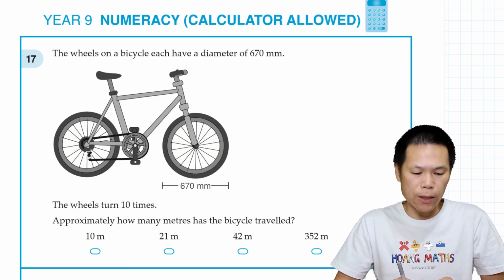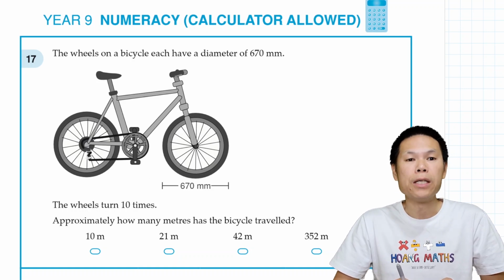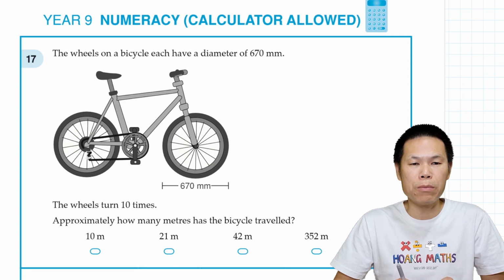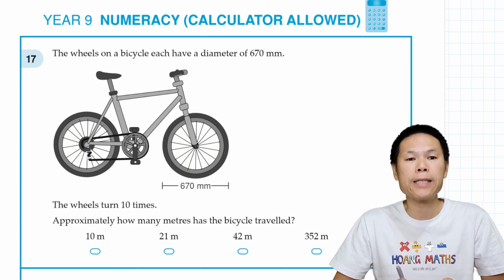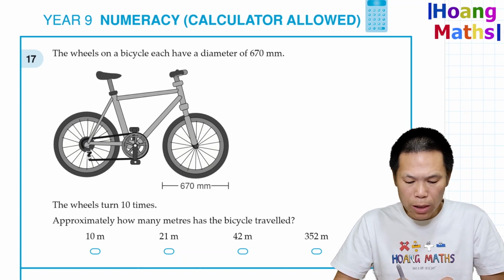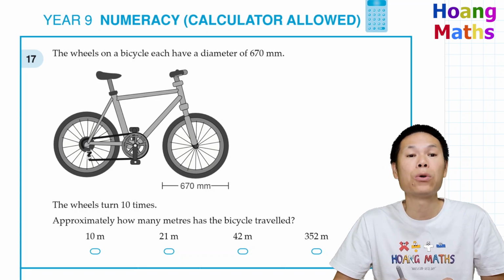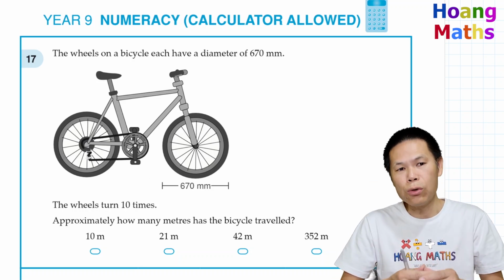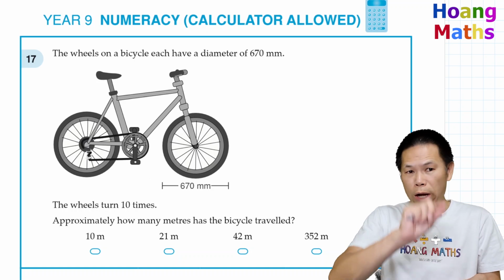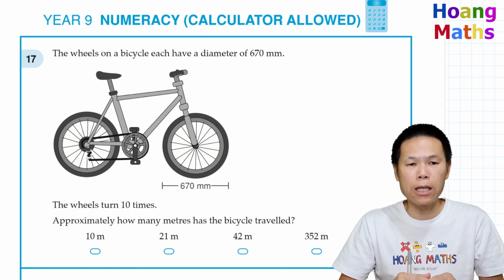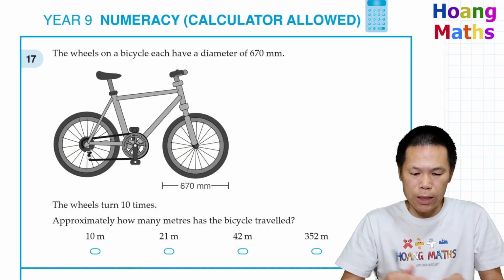So question 17. The wheels on a bicycle each have a diameter of 670 millimeters. The wheels turn 10 times. Approximately how many meters has the bicycle traveled? So what we need to do is work out one revolution. That is the circumference of a circle, right?